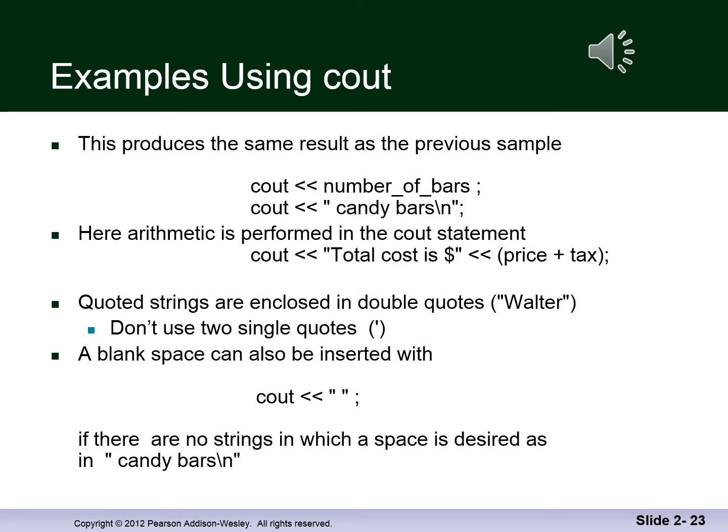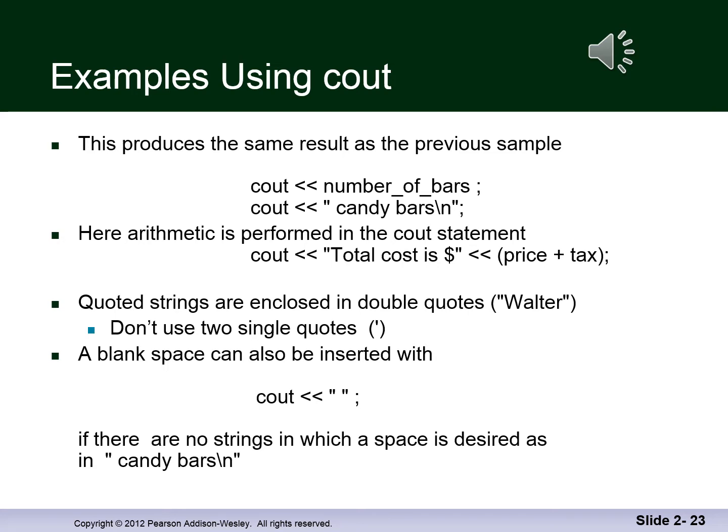Here are some examples using the cout statement. This first two-line example produces the exact same results as the previous sample. Cout, insertion operator, number of bars, semicolon. Because we didn't add a new line at the end of that cout statement, the next cout will begin on the same line. Cout, we've got the double quote, the space, and then candy bars. That will output the value stored in number of bars, followed by space, candy bars, and then a new line.